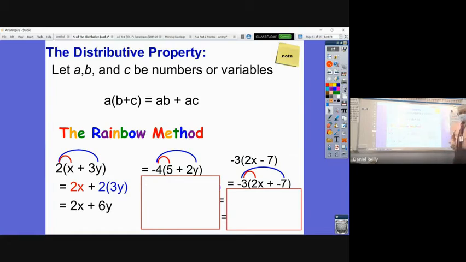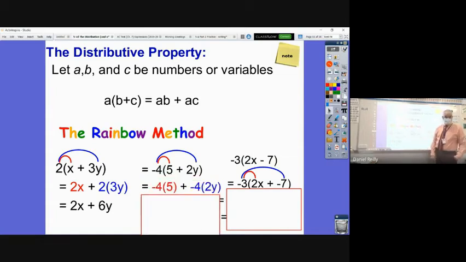Yes? Maybe, yeah. Could be right when you learn multiplication. Okay, so -4 times 5 and -4 times 2y are the two parts of the rainbow for this problem. What's -4 times 5? -20. And what's -4 times 2y? -8y.